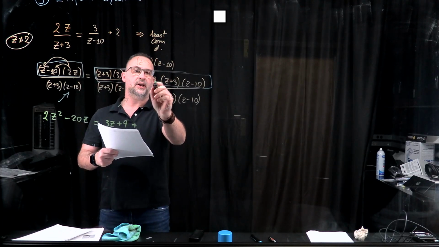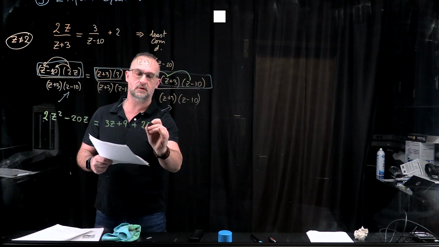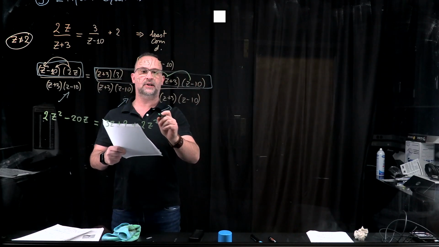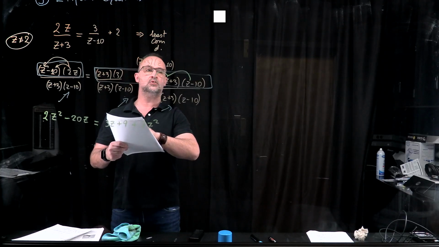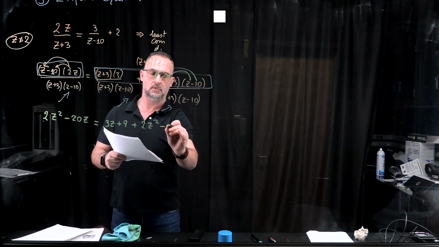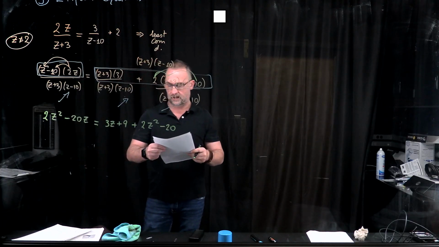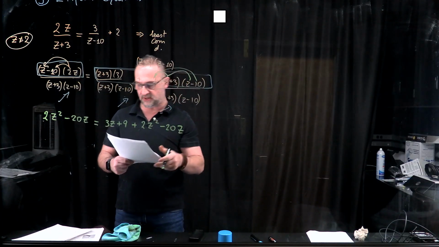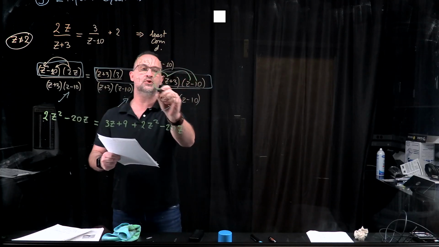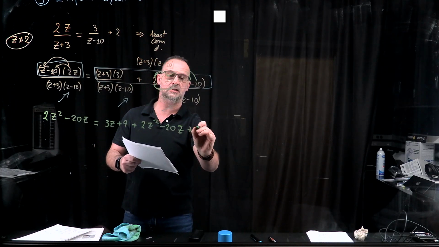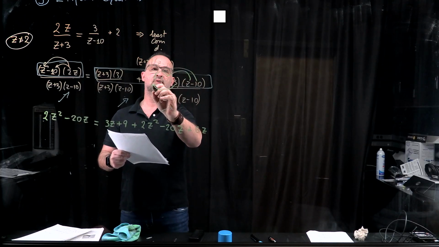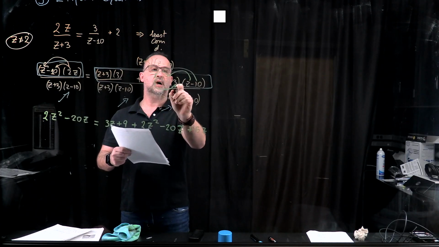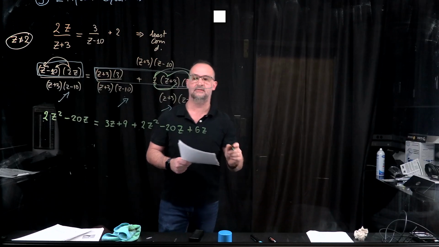So we're going to have 2z squared, then what's next? We're going to have 2 times z times 10, which is minus 20z. There's no z, to make sure, yes. What's next? We have 2 times 3 times z, so that is 6z. And then we finally have 2 times 3 times 10, which is my negative 60.